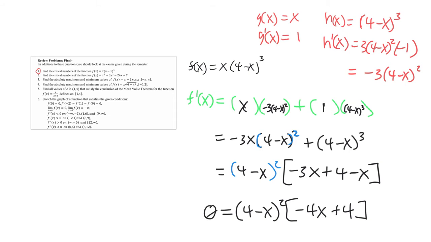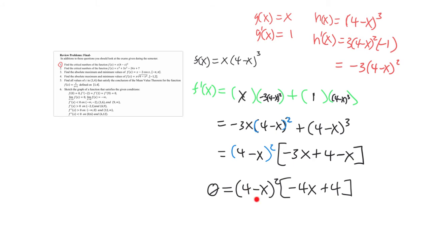Now, I think everyone would agree that if the first parentheses was equal to 0, then it would be 0 times that whole thing, and then it would be 0. And same with this. If that whole thing was a 0, then it would be 0 times this whole thing, and then it would be 0. So what we could do is we could set 4 minus x squared equal to 0. In doing so, you would quickly realize that x equals 4 in that case. And if we were to set this equal to 0, you would quickly realize that x equals 1. So that is the answer to that one. Those are the critical numbers.